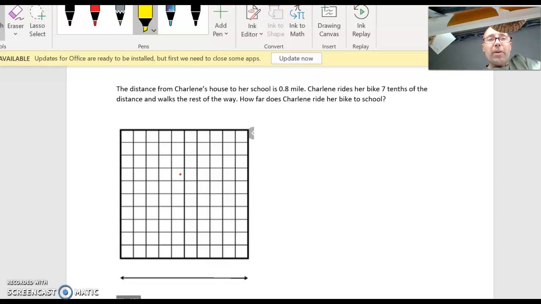Hey guys, let's take a look at this question. It says the distance from Charlene's house to her school is 8/10ths of a mile. Charlene rides her bike 7/10ths of the distance and walks the rest of the way. How far does Charlene ride her bike to school?